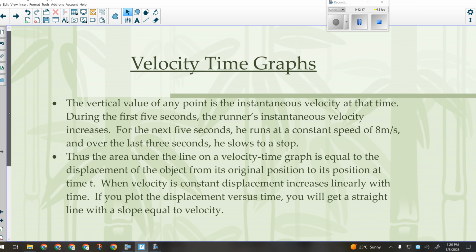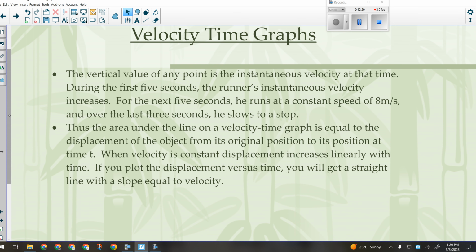Okay, so little things here about velocity time graphs. Obviously, what we can read directly off the graph is the instantaneous velocity, or the velocity at a certain time. And the area under the line, between the line and the x-axis, is equal to the displacement of the object. The acceleration is the slope. Again, we don't need to memorize that. It's just something we can figure out each time.